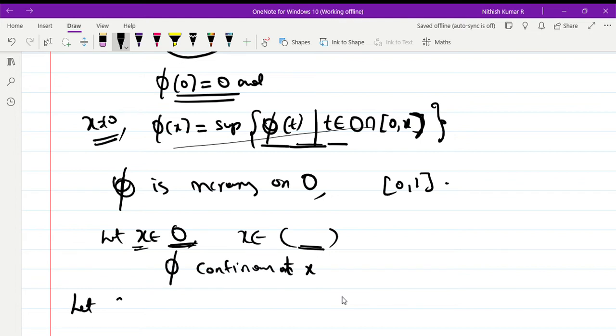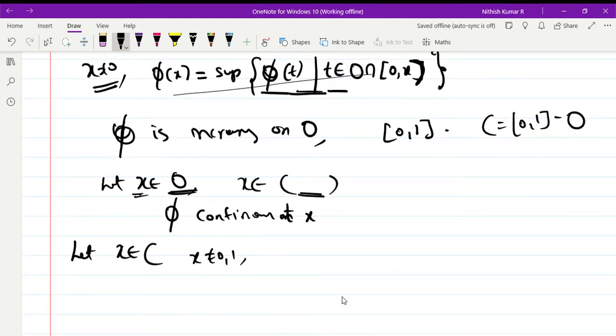Now let's take an x not in O, so we can say it's in C, because C is equal to the closed interval [0, 1] minus O. So since x is not in O, it's in C. Now let x belong to C with x not equal to 0 or 1. Since this x belongs to C, it is not a member of the 2 to the power k minus 1 intervals in the first k stages. That is, x does not belong to O_k particularly.